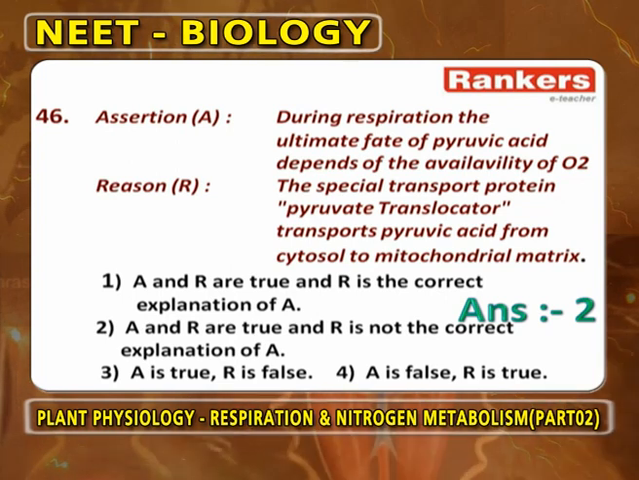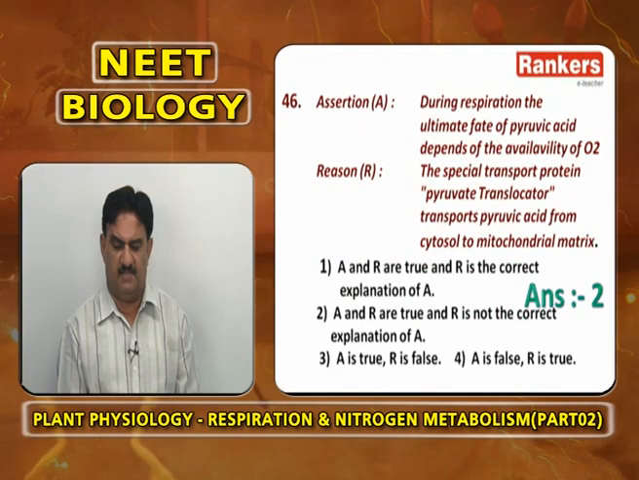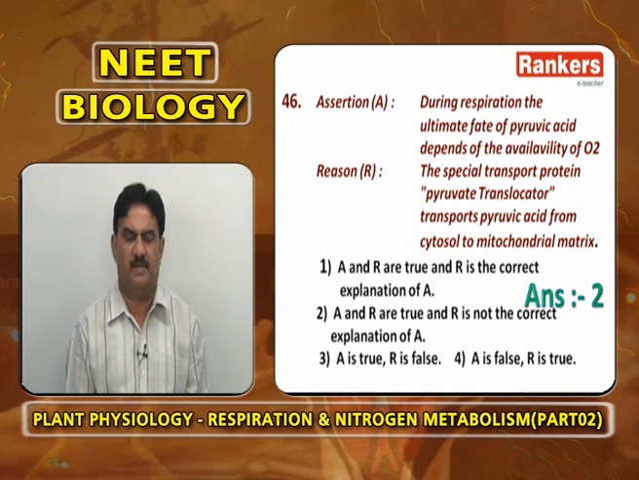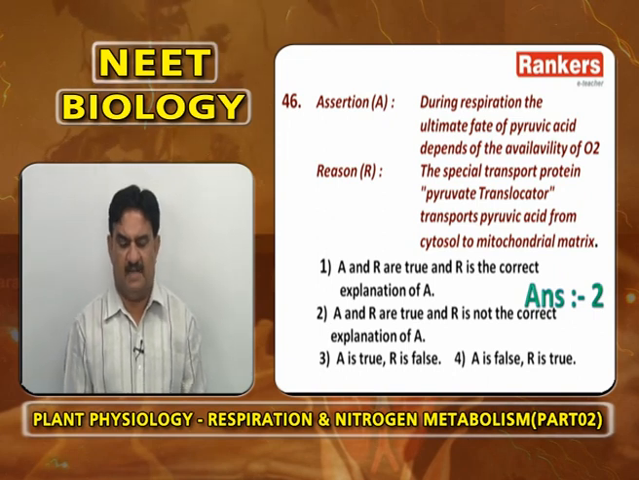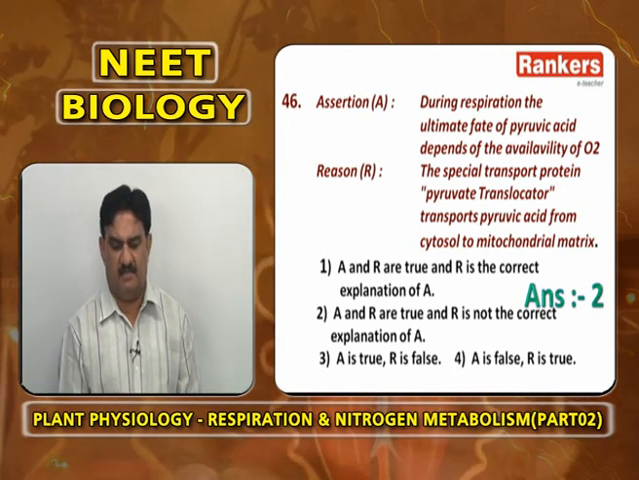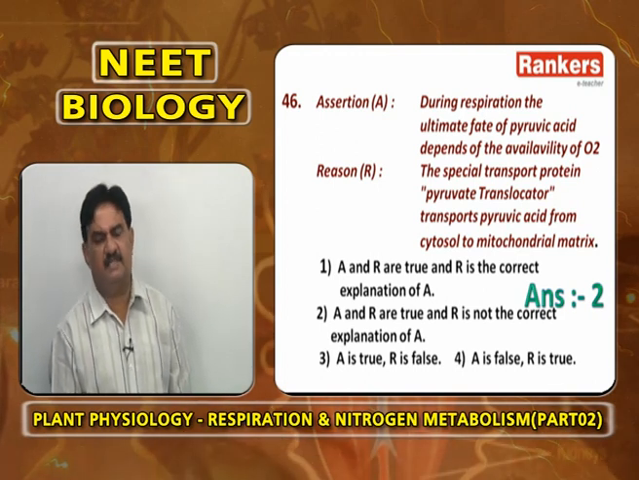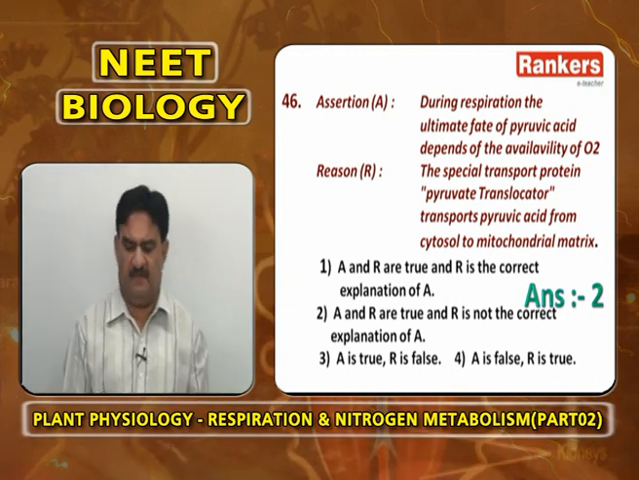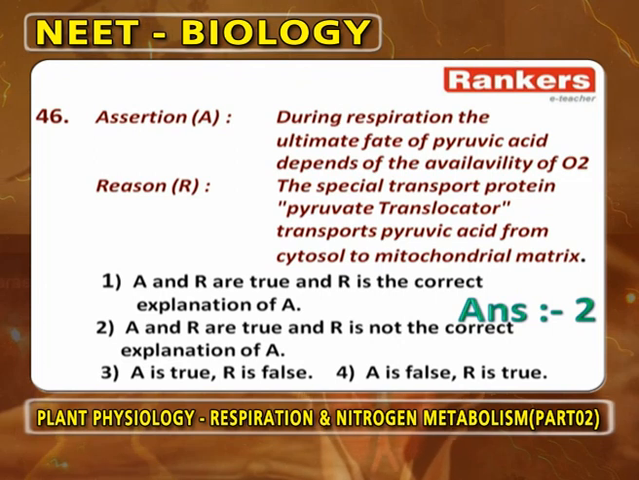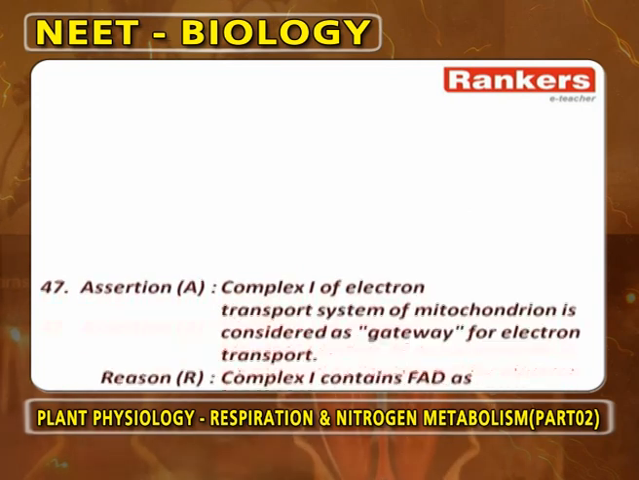Reason: the special transport protein pyruvate translocator transports pyruvic acid from cytosol to mitochondrial matrix. That means the reason is correct, the assertion is correct, but the reason is not the correct explanation of the assertion. So A and R are correct, and R is not the correct explanation of A, the second option.